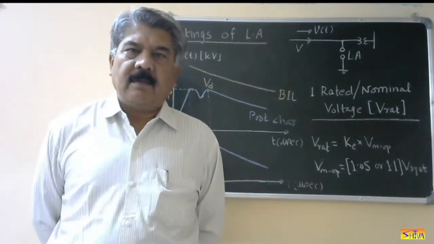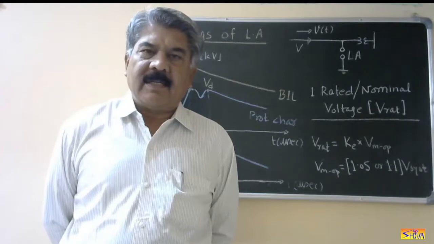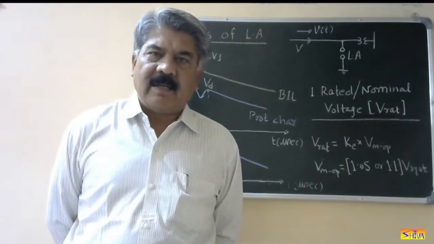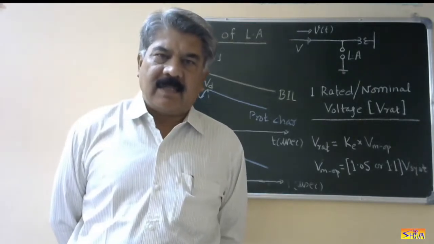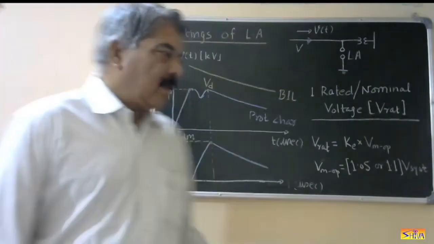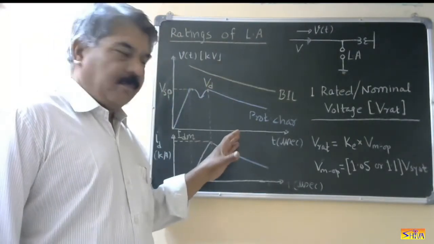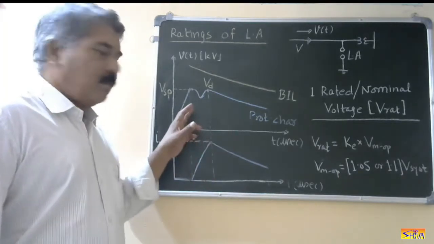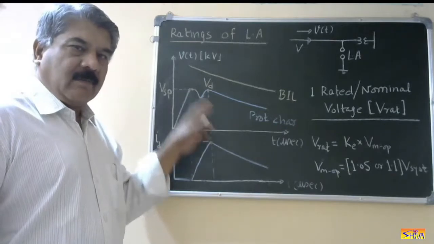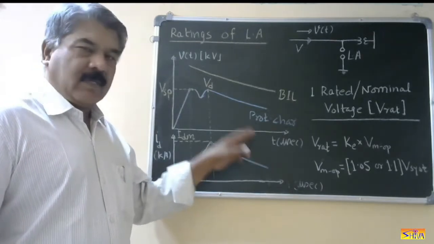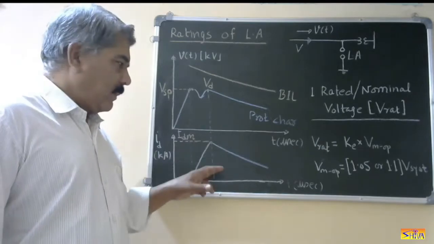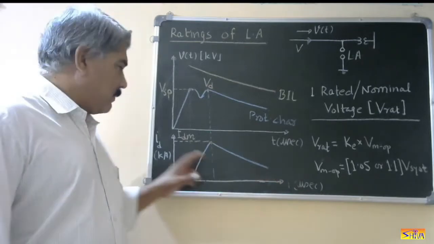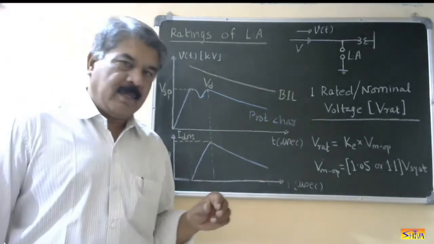Hello friends, good morning. In today's lecture, I will explain what the different ratings of a lightning arrestor are and how they are selected. So once again, I will discuss in brief these two basic waveforms. The first one is voltage versus time, with time in microseconds and voltage in kV, and the second is current versus time. Obviously, time is in microseconds and current is in kiloamperes.